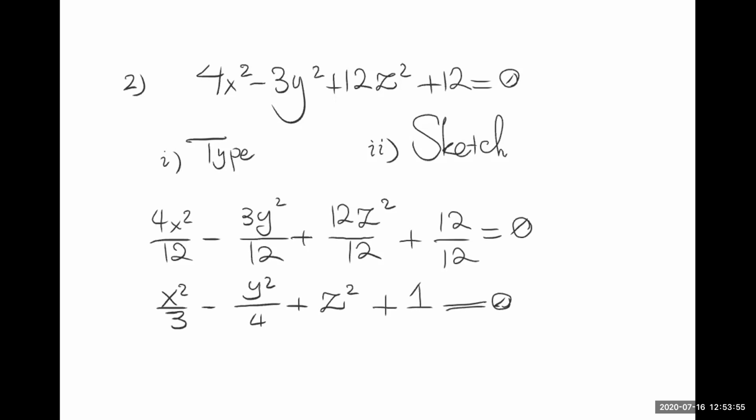Now I would move this +1 to the other side of the equation, and we would get -1. So x squared over 3 minus y squared over 4 plus z squared is equal to -1. If I multiply everything by -1, the left side would be minus x squared over 3 plus y squared over 4 minus z squared, and the right side equals 1. See, there are 2 negative signs here and 1 positive.